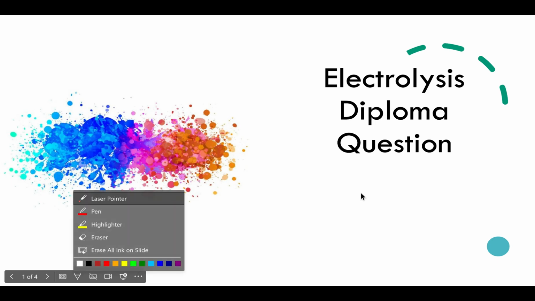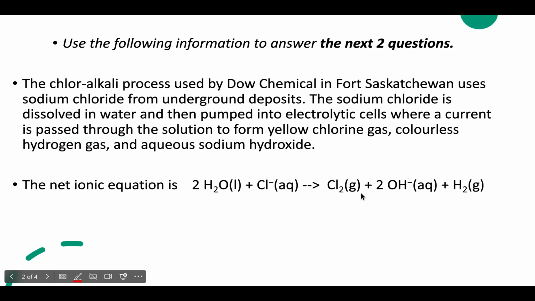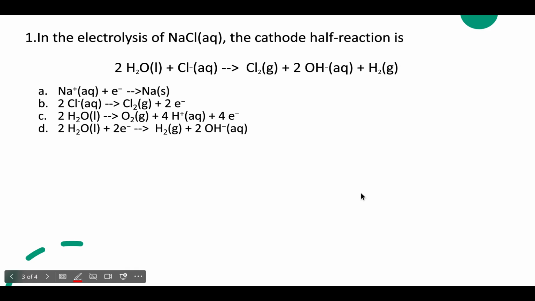Okay, hello. So we're about to do an old diploma question for the electrolysis. Taking a look, this question's being nice to us. We are using it for 2 questions. It gives us some information about an electrolytic cell, but what is nice to us is that we don't have to come up with the equation. So we have the net ionic, and now we can go straight to what the questions are asking.